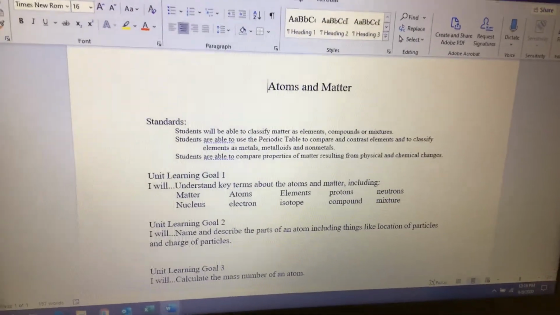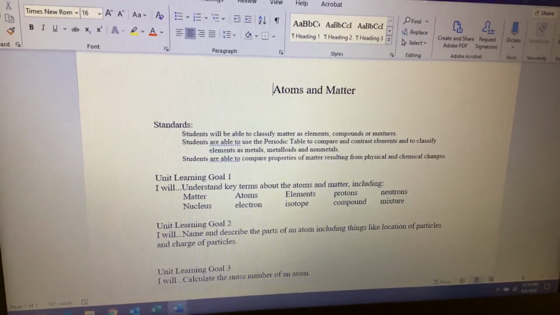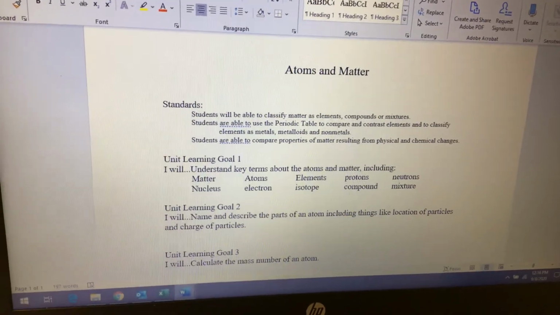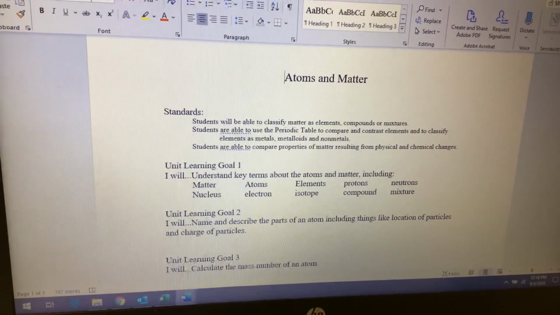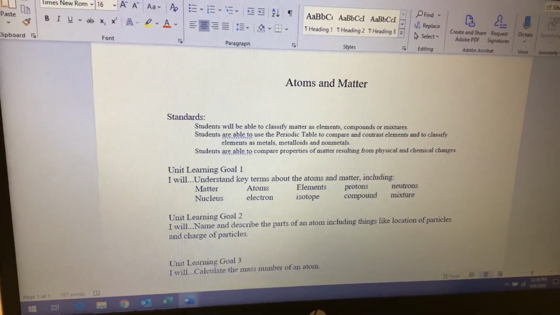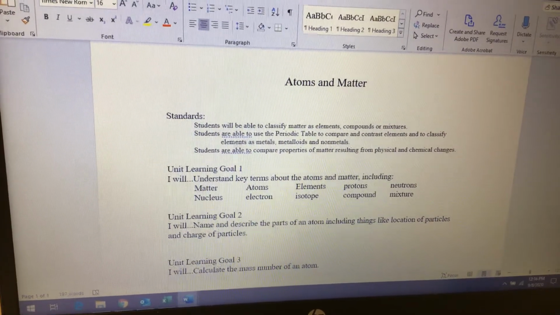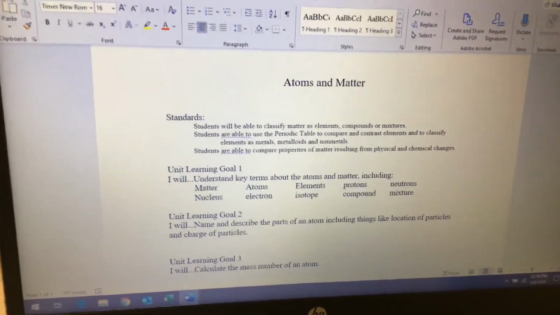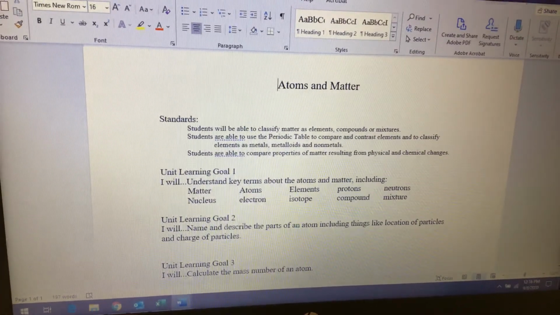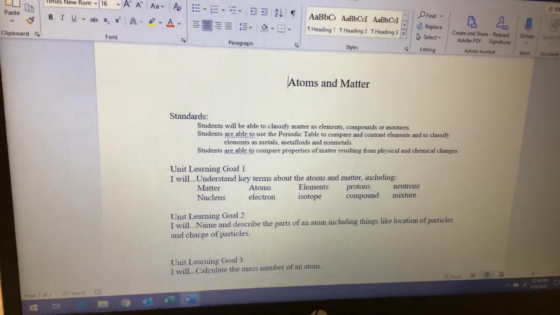Our next chapter is going to be chemistry related. We're going to talk about atoms and matter. Some things we're going to be able to do is classify matter as elements, compounds, or mixtures. We're going to be able to use the periodic table and tell the differences between different elements and how they're related and how they're alike and different. And then we're also going to talk about chemical and physical changes.